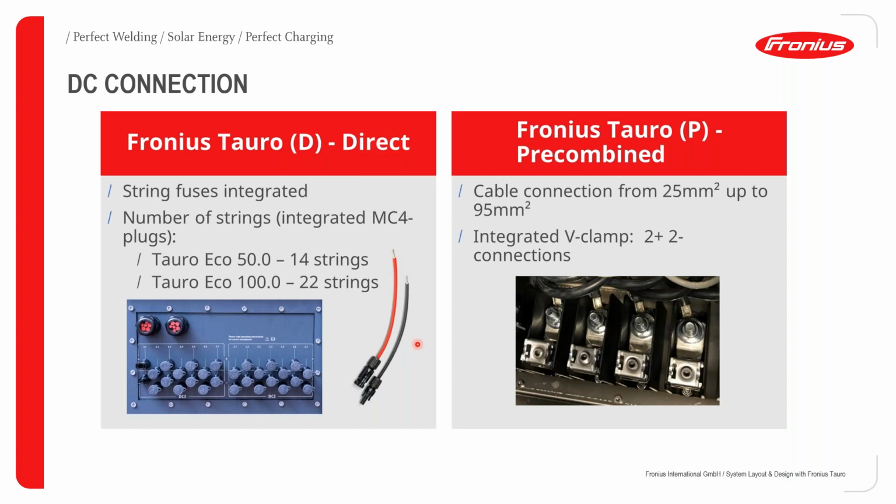So how do we do this? Firstly, we have two options for your DC connection. We've got the Fronius Tauro D, or the Fronius Tauro P. D stands for direct and P stands for pre-combined. With the Fronius Tauro direct, the string fuses are integrated in the inverter itself.